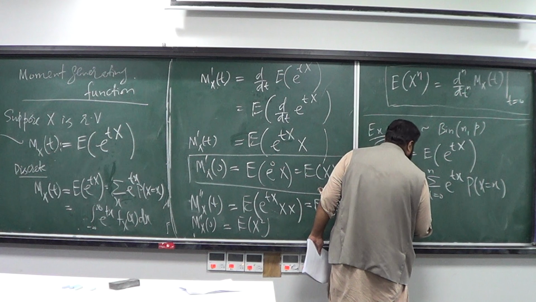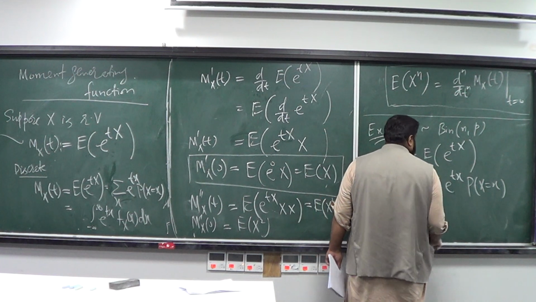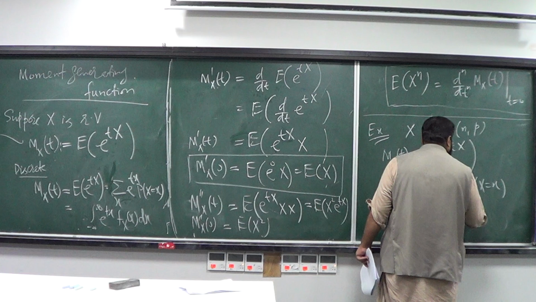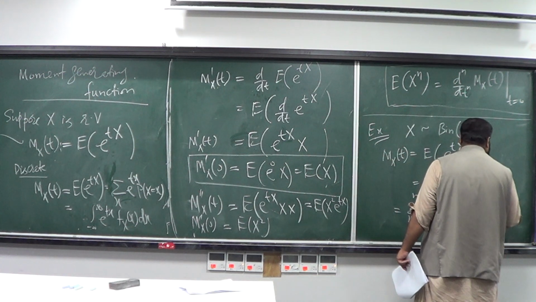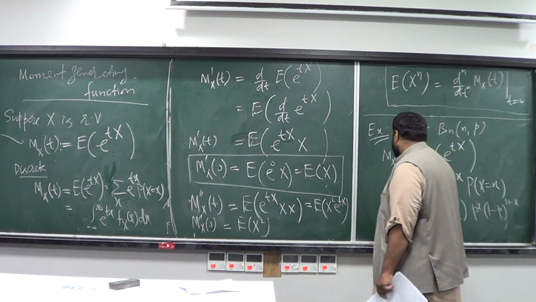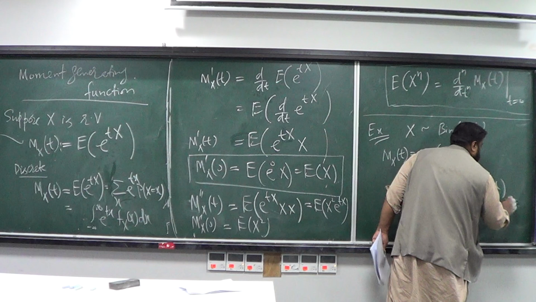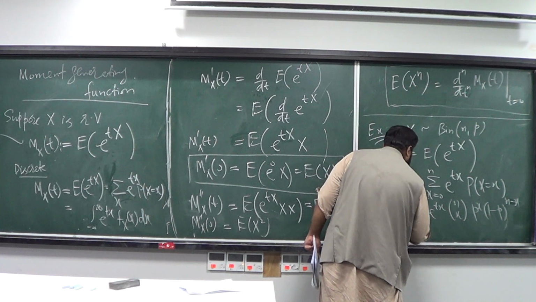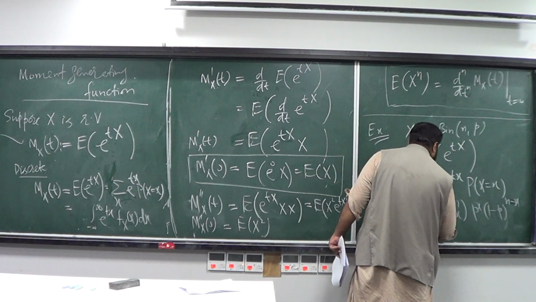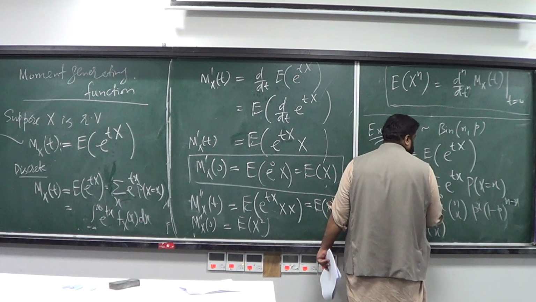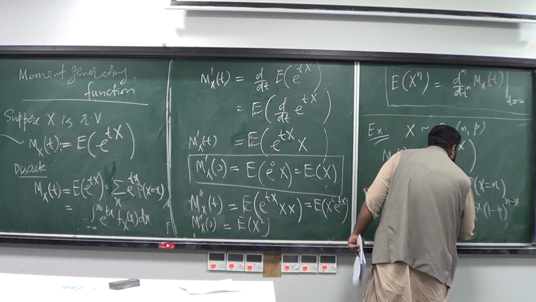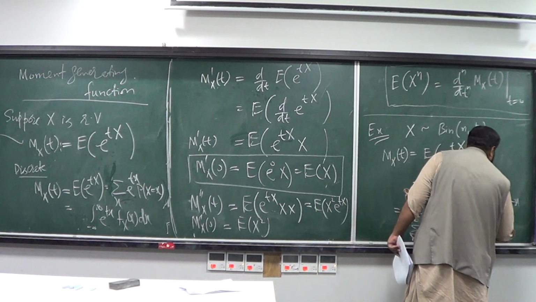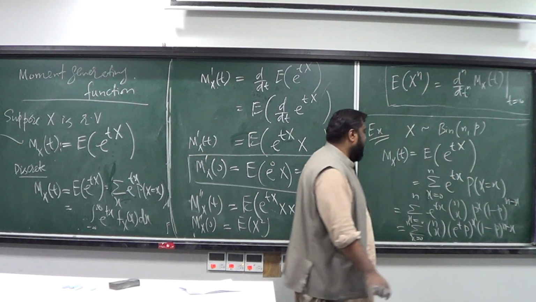Okay, so this is what you're going to get. If you take the sum over x equal to 0 to n, and you take e to the tx, and substitute this value, it's going to be n choose x, p to the power x, and 1 minus p to the power n minus x. If I simplify it a bit more, it is the sum over x equal to 0 to n of n choose x, and I can put these powers, e to the t and p, together. I can have e to the t times p to the power x, and 1 minus p to the power n minus x.